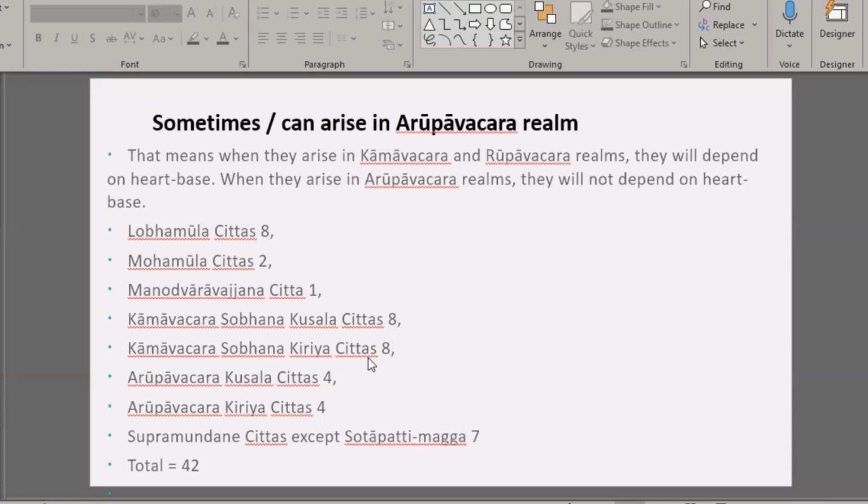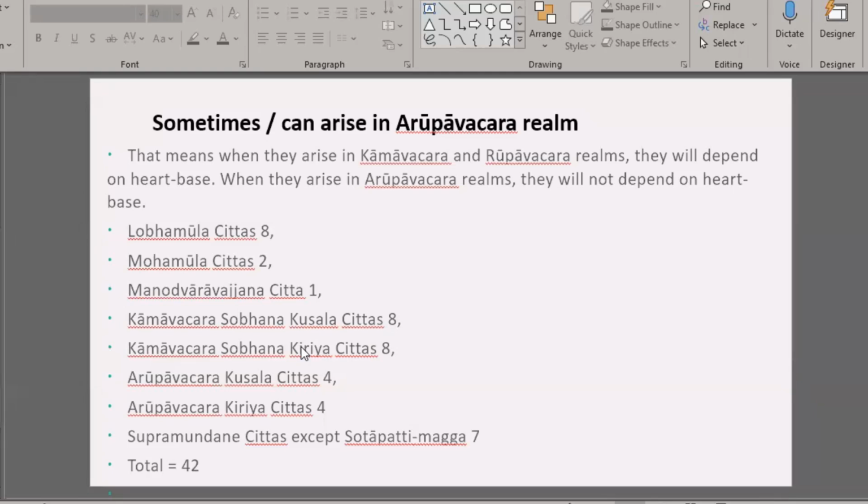Then Kamavachara Sobhana Kusala, or Mahakusala Chitta. Mahakusala Chitta arises in humans, devas, animals and also Rupavachara beings. For example, Rupavachara Brahmas come and listen to Dhamma. At that time, Kamavachara Kusala Chitta arises. And when Arupavachara Brahmas develop their jhanas in the beginning level, before attaining jhana levels, at that time Kusala Chitta may arise.